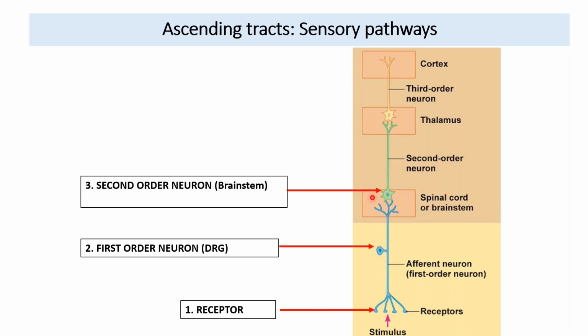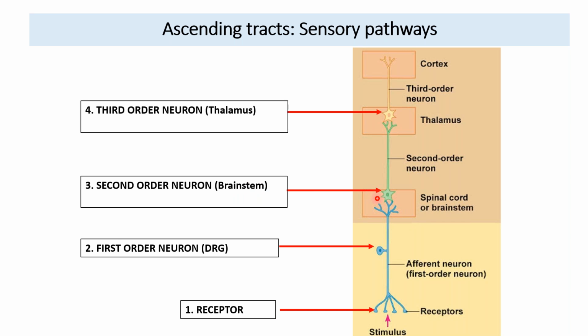So the second order neuron lies in the brainstem as well as the spinal cord, depending upon which type of ascending tract you are talking about. Now the third order neuron. This is the axon of the second order neuron, ending in its processes, and these processes are synapsing with the cell body of the third order neuron. And where does it lie? It lies at the level of the thalamus. You'll learn about the part of the thalamus, which particular nucleus, in the subsequent part.